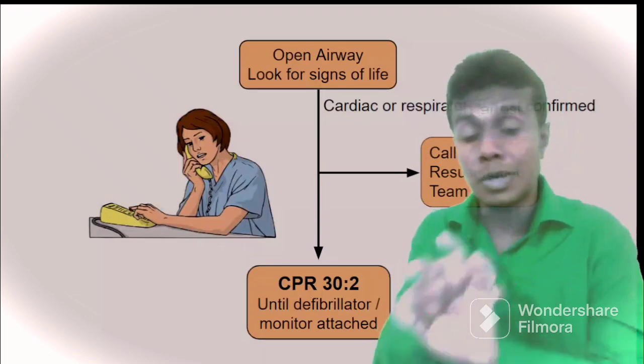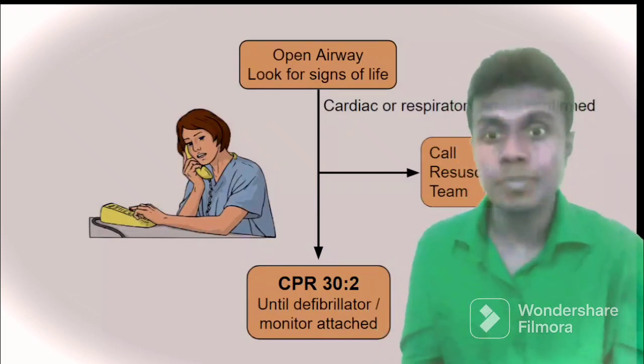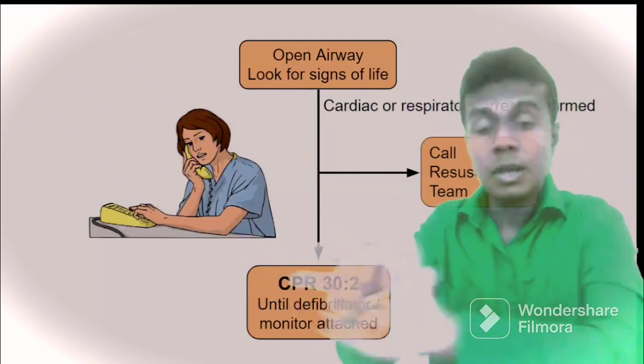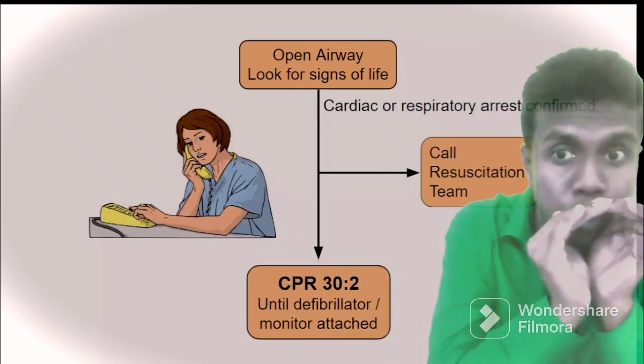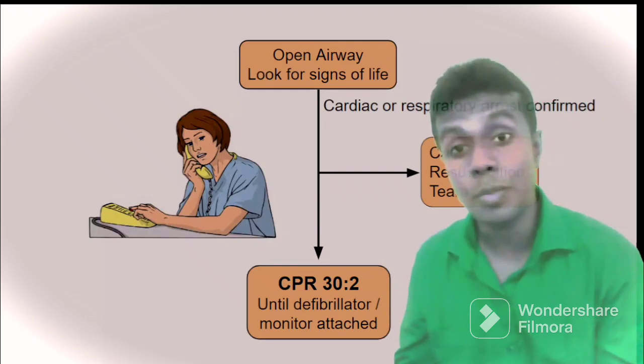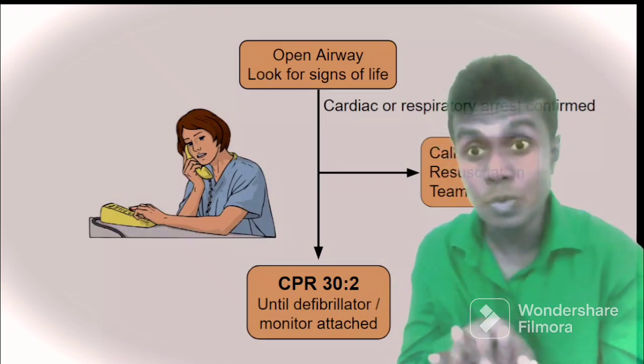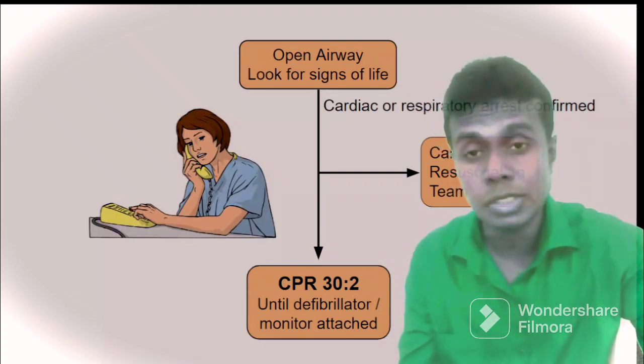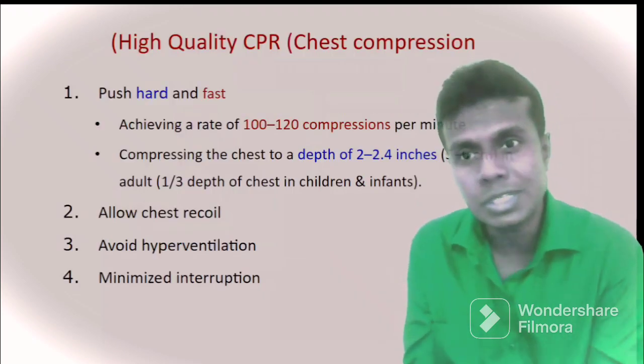High quality chest compression followed by rescue breaths. Chest compression 30 followed by 2 rescue breaths, until the defibrillator or monitor is attached. You have to give high quality chest compression. Why high quality chest compression?